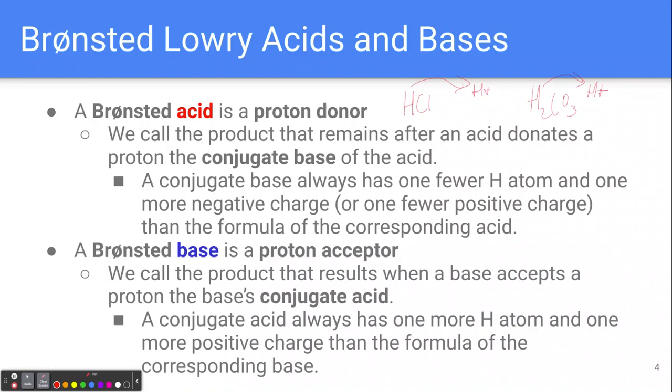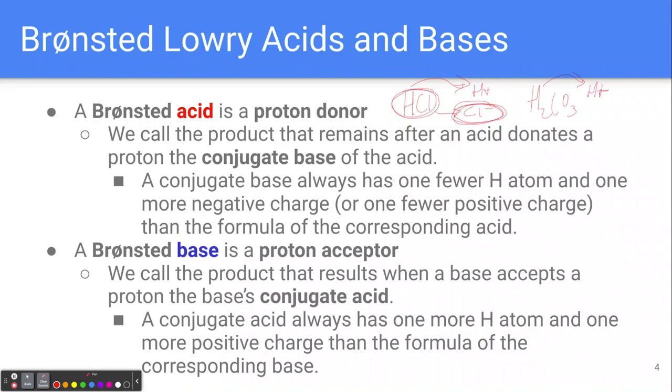Okay, and so when we take away that proton, for example, this one would get a Cl minus. That Cl minus is the product. That would be what we call the conjugate base. So these are opposites of each other. The acid is HCl, and then when we take away that proton, the new product that's left over is called the conjugate base. Now, a conjugate base is always going to have one fewer hydrogen atom, and it's going to have one more negative charge than the original.